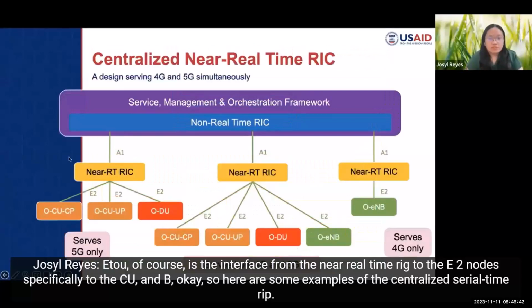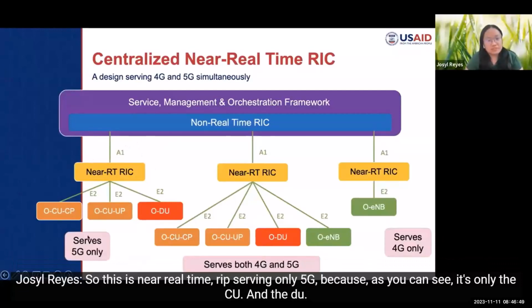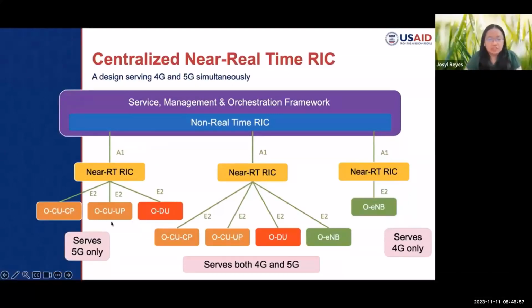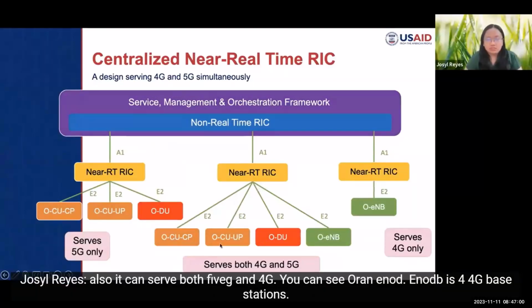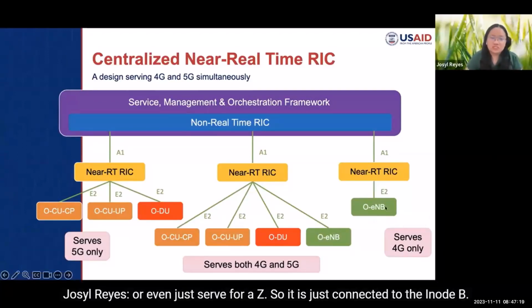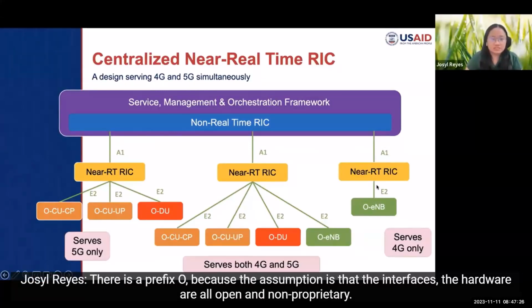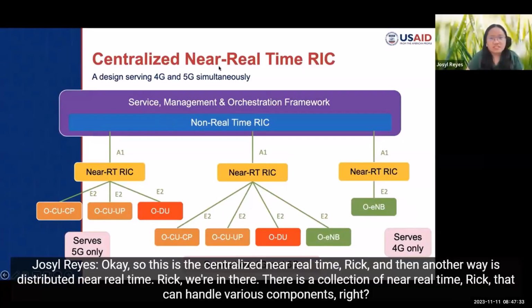Okay, so here are some examples of the centralized near real-time RIC. This is a near real-time RIC serving only 5G because, as you can see, it's only the CU and the DU. And then also it can serve both 5G and 4G. You can see O-RAN eNode B. eNode B is for 4G base stations. So it's possible also to serve both 4G and 5G, or even just serve 4G, so it's just connected to the eNode B. There's a prefix O because the assumption is that the interfaces and the hardware are all open and non-proprietary. Okay, so this is the centralized near real-time RIC.